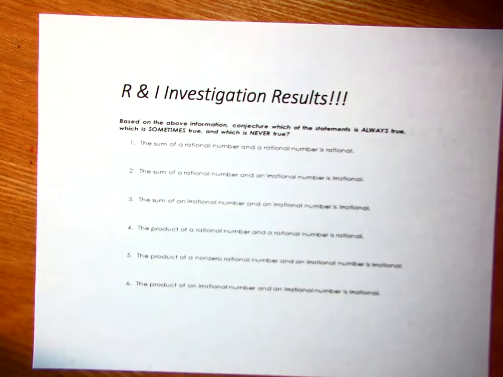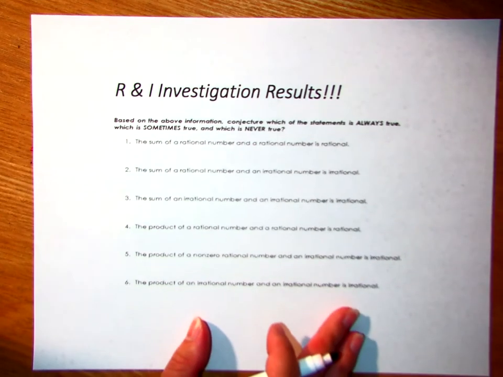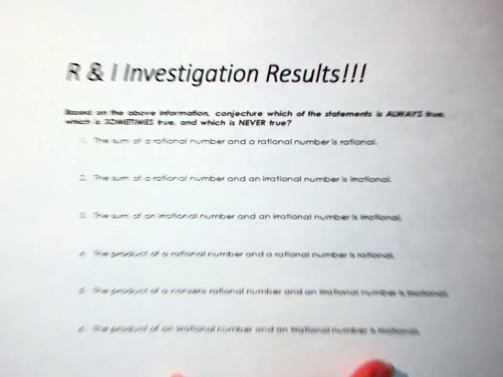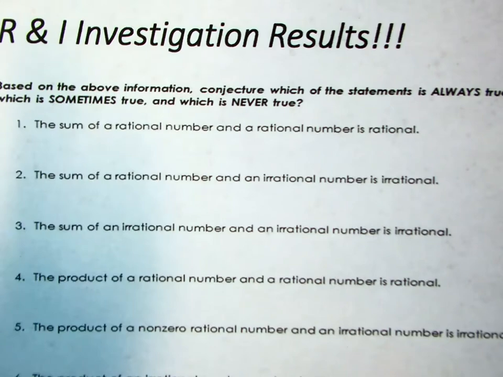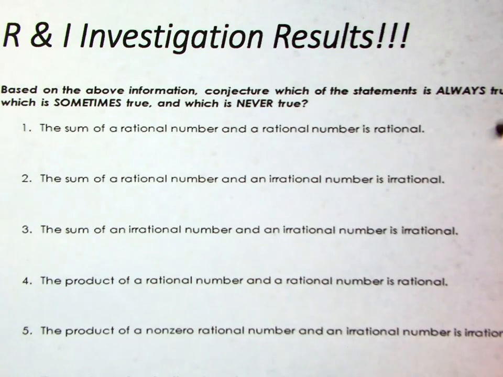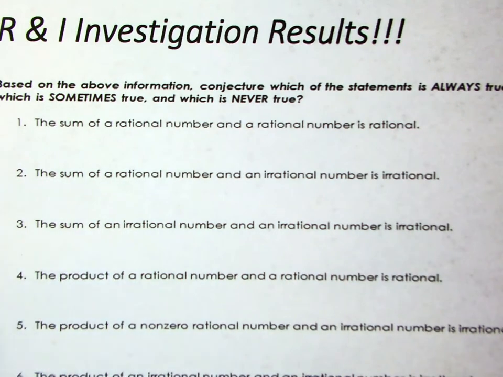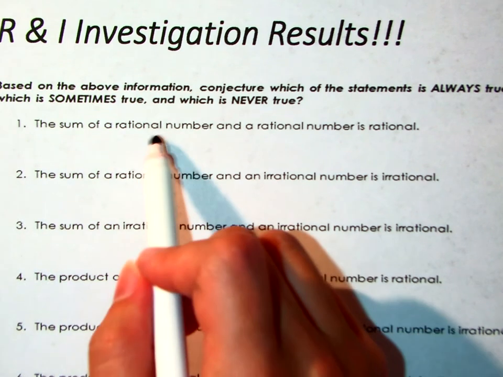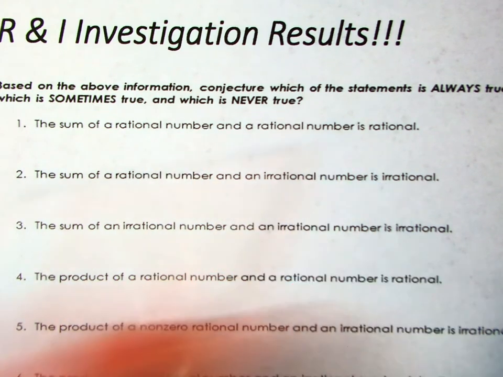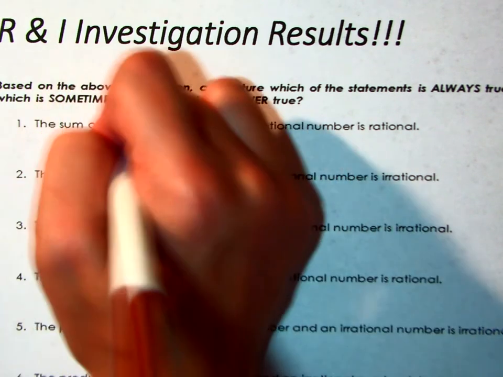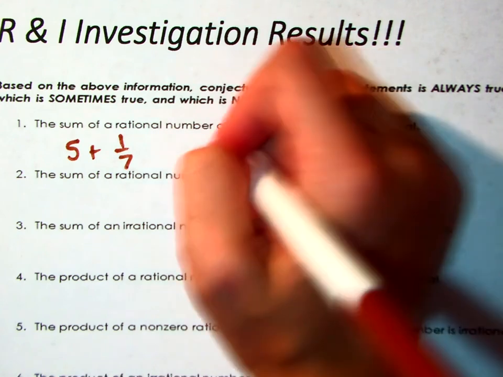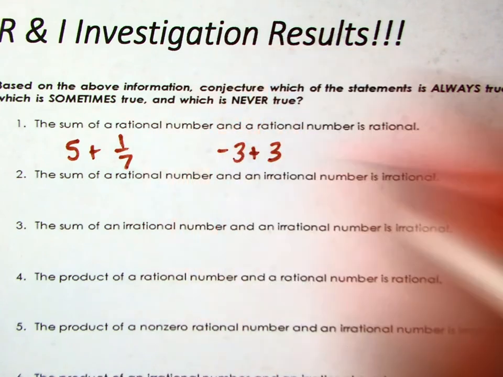So now with that, we did an exploration in class, and I'm going to zoom in just a little bit here. In our exploration, we were looking at statements and deciding whether they were always true, sometimes true, or never true. I'm just going to go through 1 or 2 of these. It says that the sum of a rational number and a rational number is rational. So that'd be like 5 plus 1/7, or negative 3 plus 3, and so on and so forth.